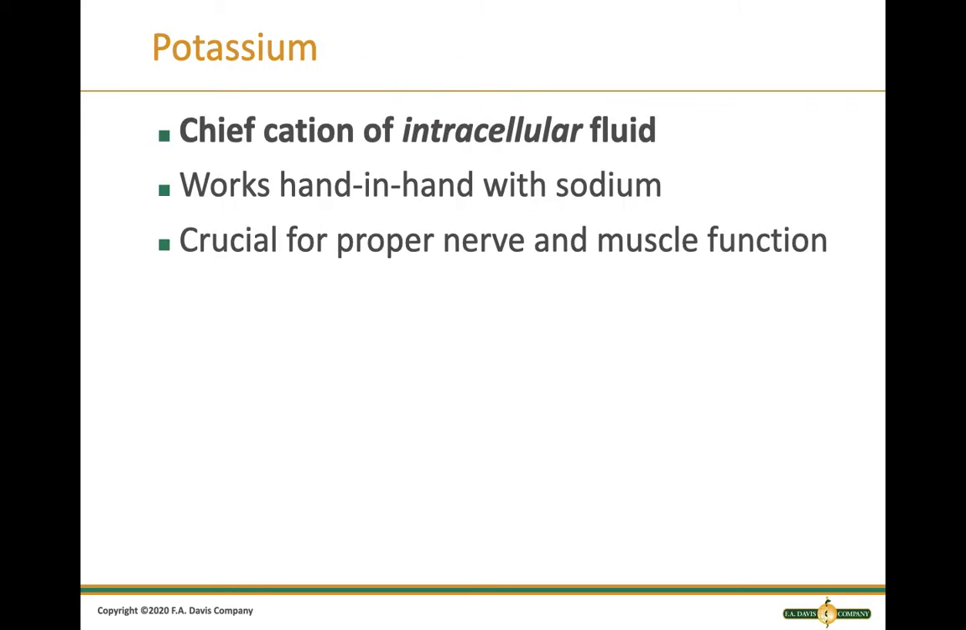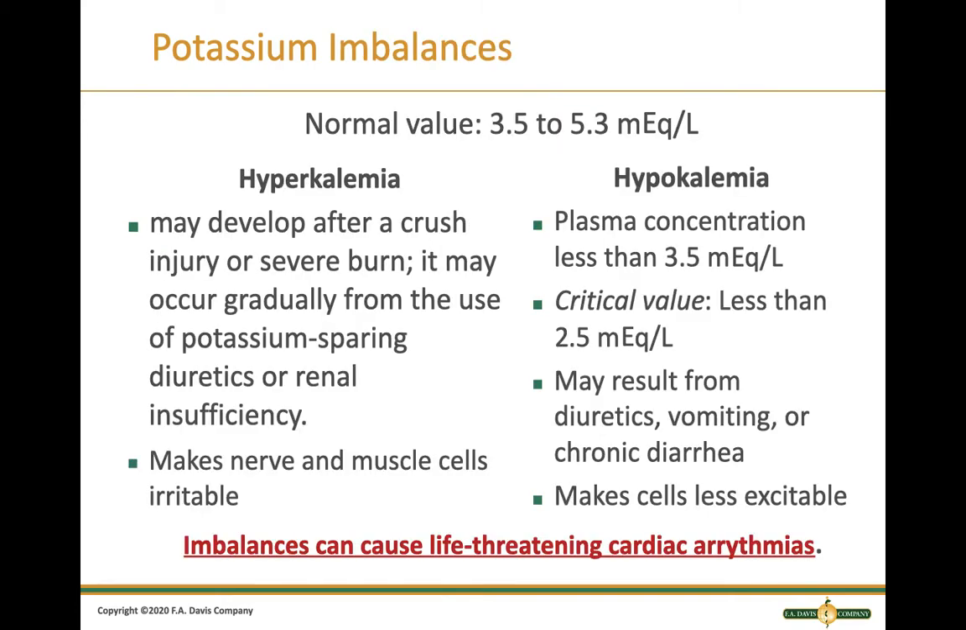The main cation of intracellular fluid is potassium. It works hand in hand with sodium. It's crucial for proper nerve and muscle function. Again, we need potassium for action potentials. So we're going to look at some potassium imbalances. First, hyperkalemia is too much potassium.